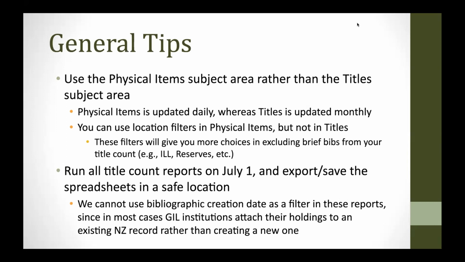Also, run your title count reports on July 1st, and then save that spreadsheet in a secure location. The reason is that we cannot use bibliographic creation date as a filter in these reports because we all use the network zone to catalog. There's no way to really specify the date that the bib was copied to your IZ. There's just the date that the bib was created in the NZ, which may not correspond with when you actually added your holdings to that bib.